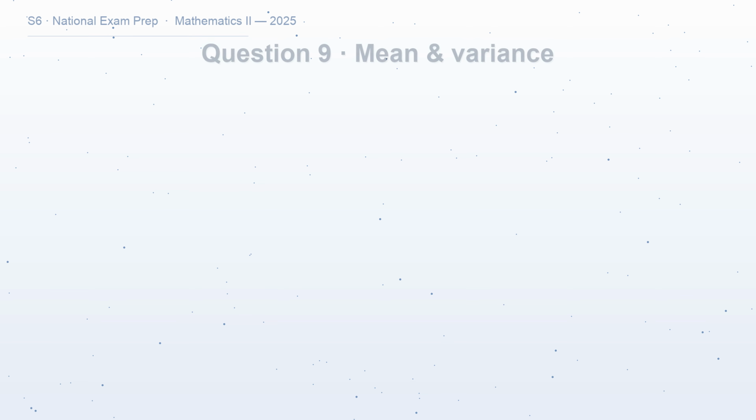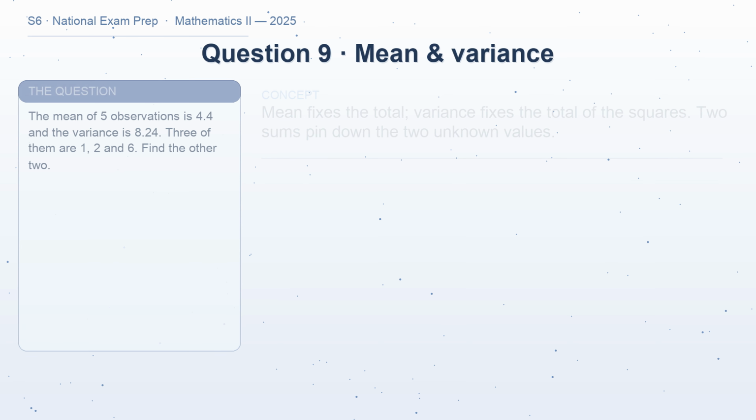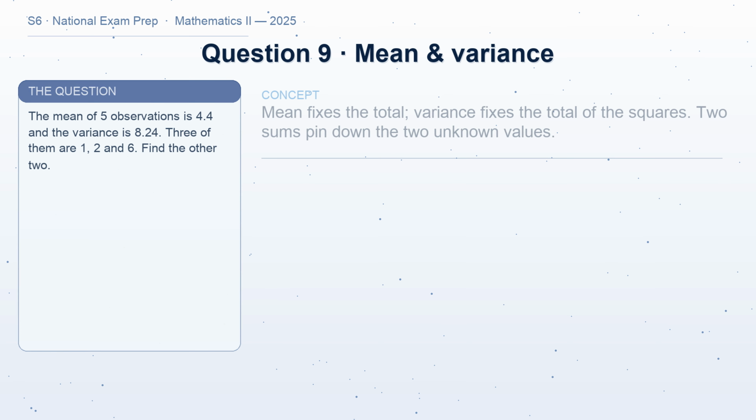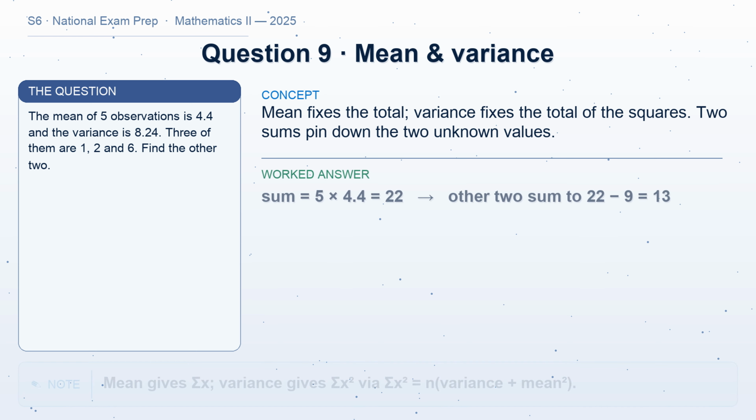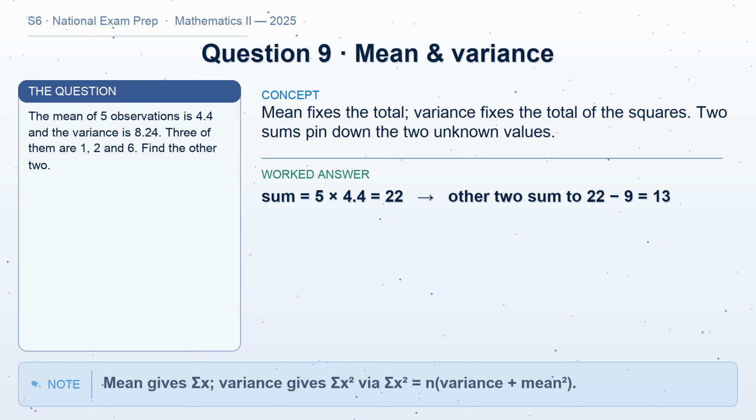Question 9. The mean of 5 observations is 4.4 and the variance is 8.24. 3 of them are 1, 2, and 6. Find the other 2. Here is the idea. The mean fixes the total of all the values, and the variance fixes the total of their squares. 2 totals are enough to pin down the 2 missing numbers. The sum is 5 times 4.4, which is 22. So the other 2 must add to 22 minus 9, that is 13.